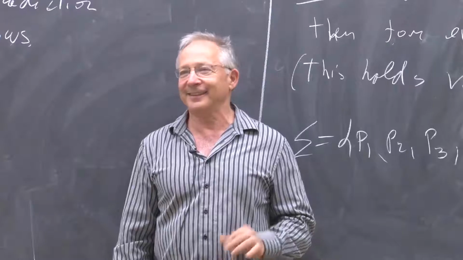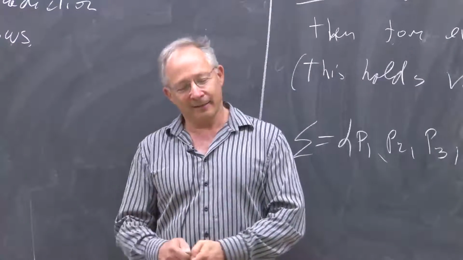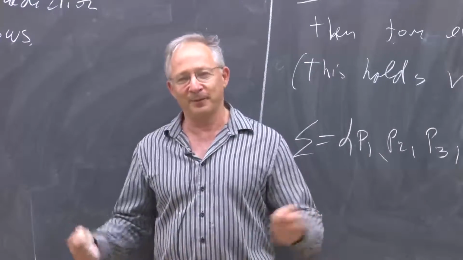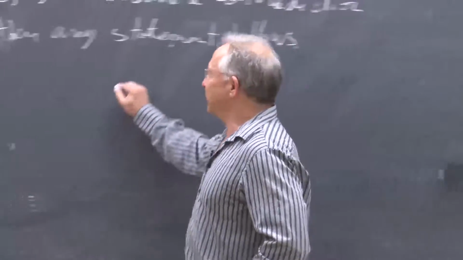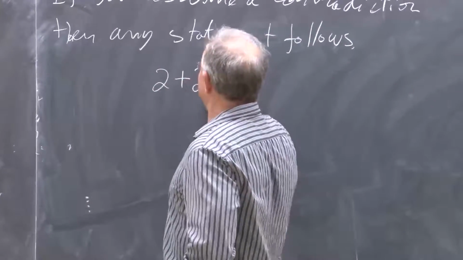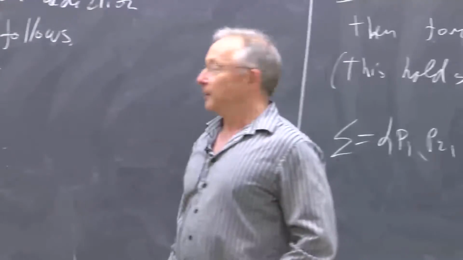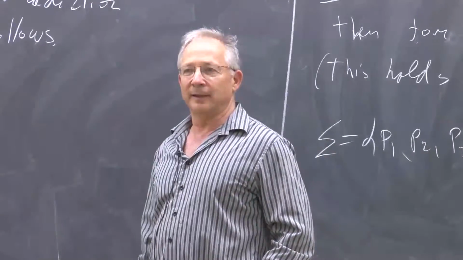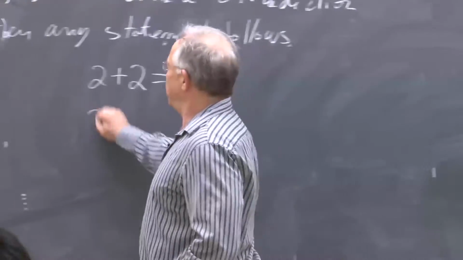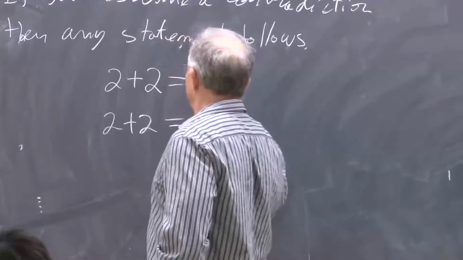But what Russell did is he just stretched it a little bit longer. He said to the audience, okay, let us assume 2 and 2 equal 5. We also know that 2 plus 2 equals 4.